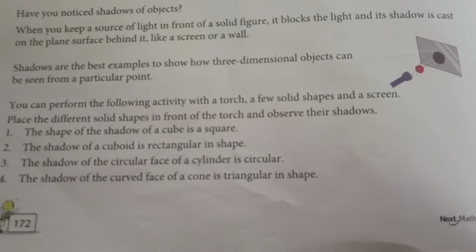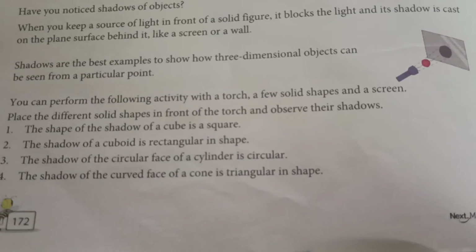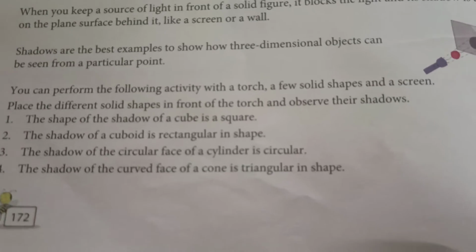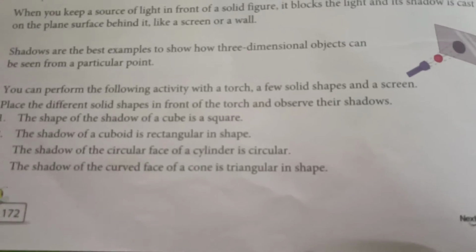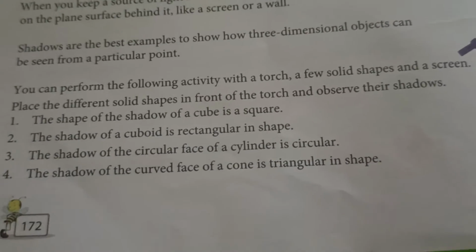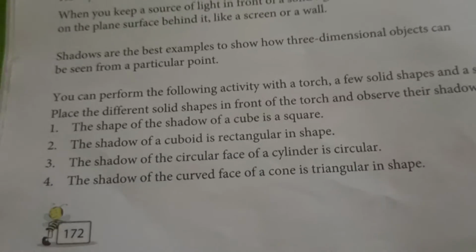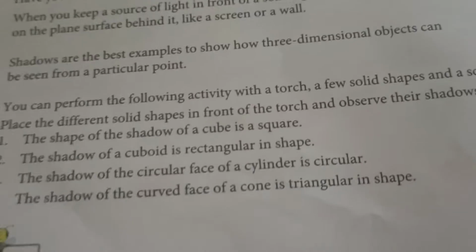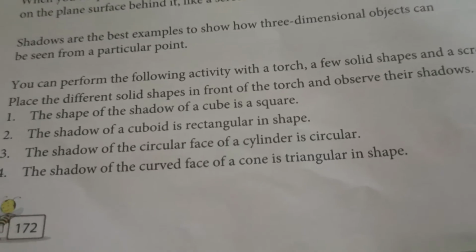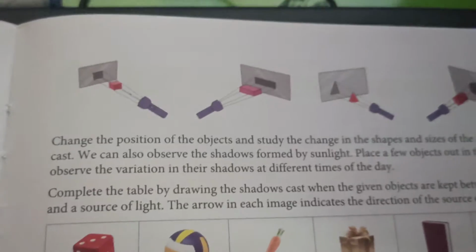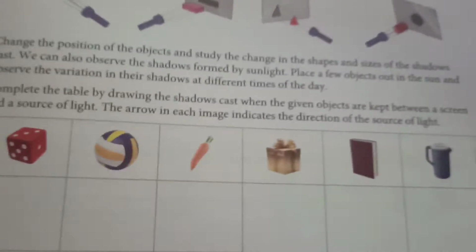You can perform the following activity with a torch, a few solid shapes and a screen. Place the different solid shapes in front of the torch and observe their shadow. So here it is shown that the shape of the shadow of a cube is square. The shape of the cuboid's shadow is rectangular. The shadow of the circular face of a cylinder is circular. This tells you about the shadow, and here it is shown also how you get it when you put the shape in front of the torch.